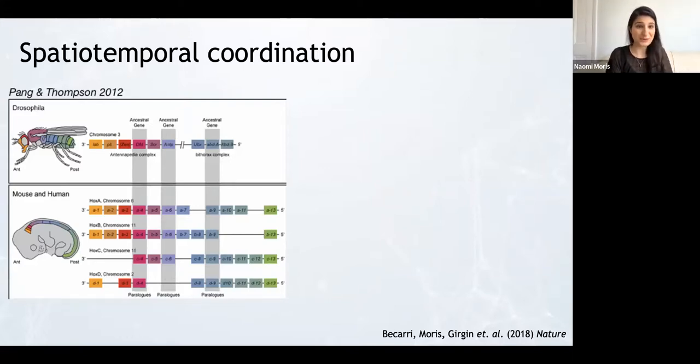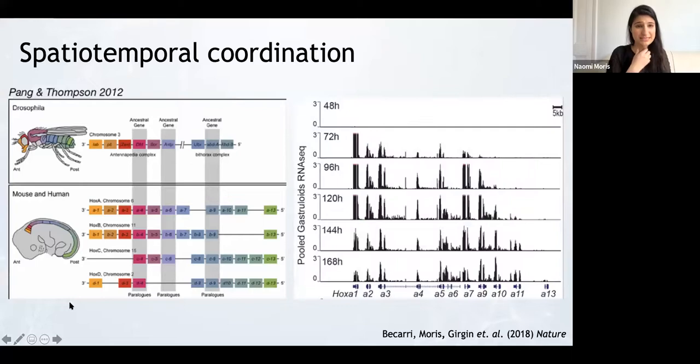So Hox genes, as I'm sure you all know, are really exciting in development because they have this collinearity where their organization on the genome is also correlated to the time that they're expressed, as well as the spatial organization of their expression. And that's consistent throughout the animal kingdom, so in Drosophila, but also in mouse and in human as well. And we were super excited to see that in the gastruloids over time, we could look at earlier gastruloids and later gastruloids and see these Hox clusters kind of opening up in time.